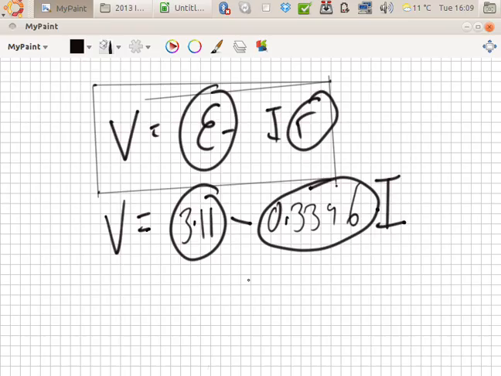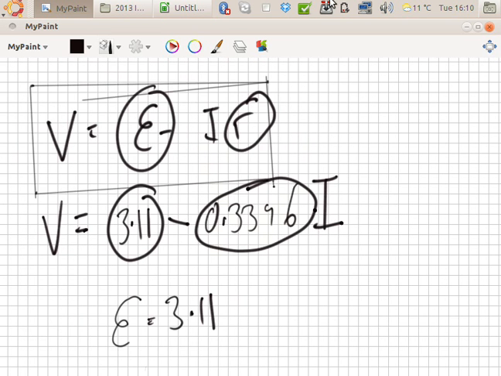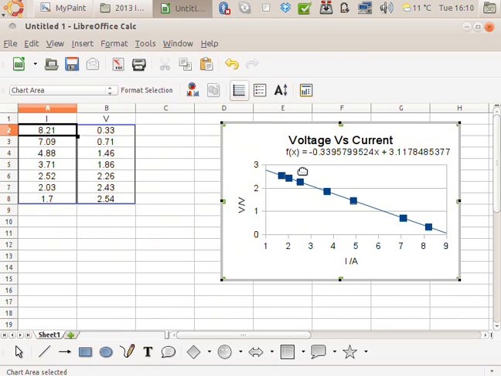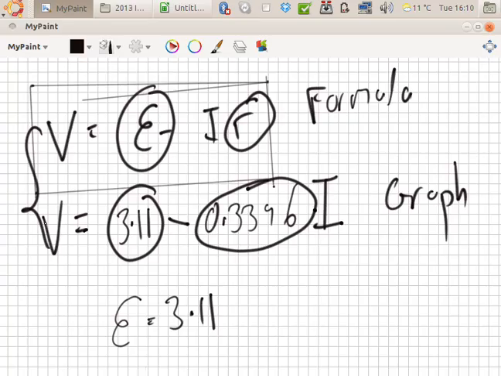So you get 6 marks now for saying E equals 3.11. So that is 16 marks for writing this and doing the graph. Where did you get E? We got it because this is given in the formula book, and this is what I found on my graph, and we just compare them. So this must be the E, and this must be the r, because you see there's the I there.